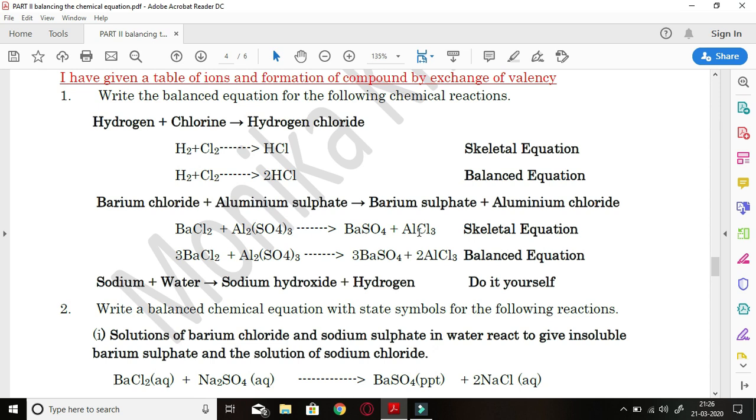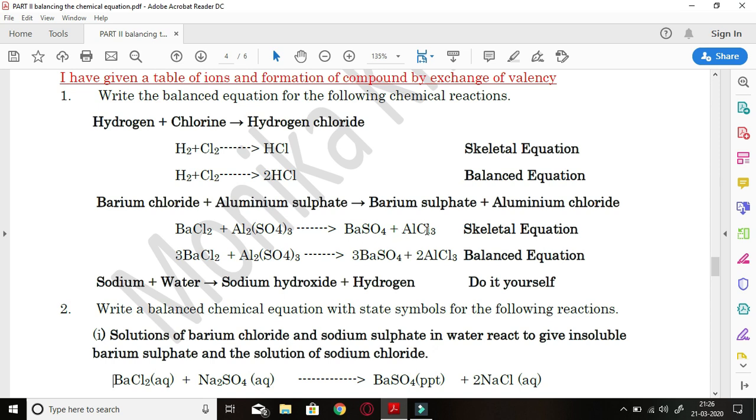You can also make it from the above table. Now this is my skeletal equation, right? If I look here, I will find that my barium atoms are only 1 on the left hand side, and similarly it is 1 on the right hand side. Chloride, they are 2 on the left hand side, whereas they are 3 on the right hand side.